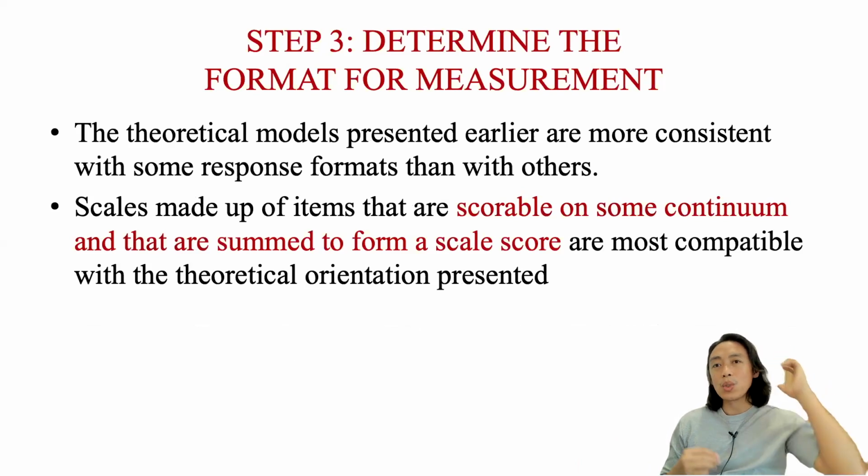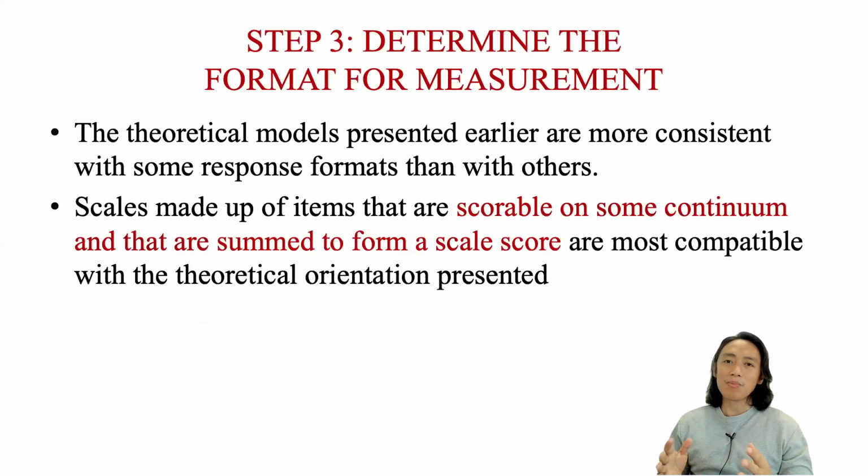Now, there are many types of response set. In fact, there are 2 that I'm gonna show you later, which is not compatible with the scaling theory that I have discussed previously. So I'll just mention them, but will not discuss them thoroughly. So the theoretical model of scale development that I presented a while ago is only compatible with some specific response formats. And what is that theoretical model?